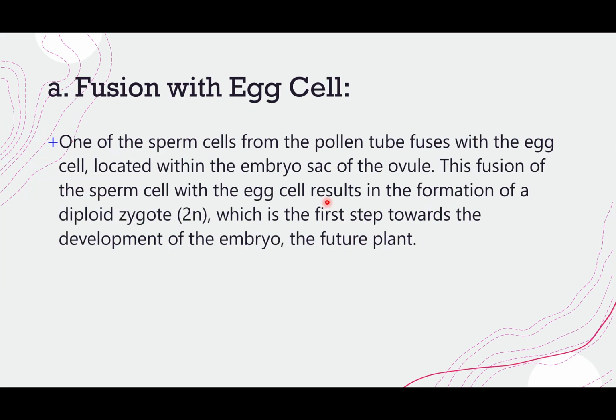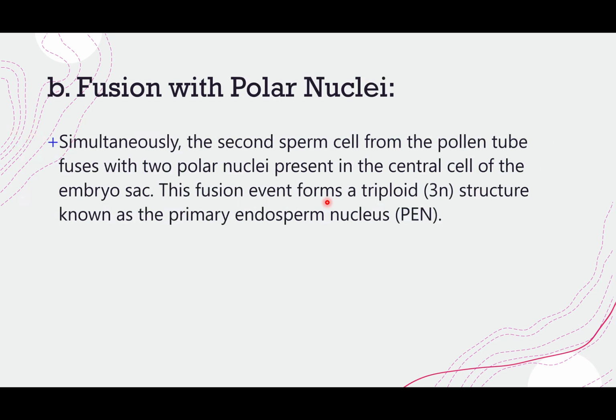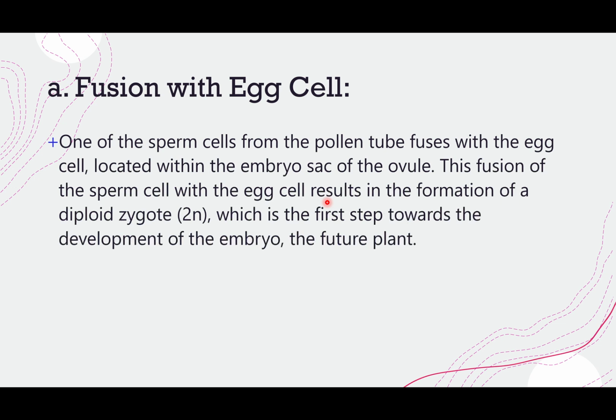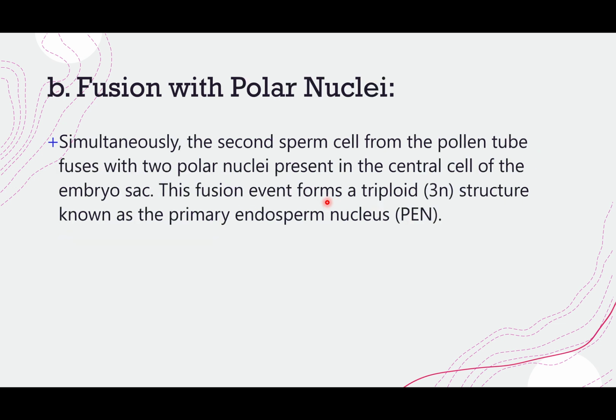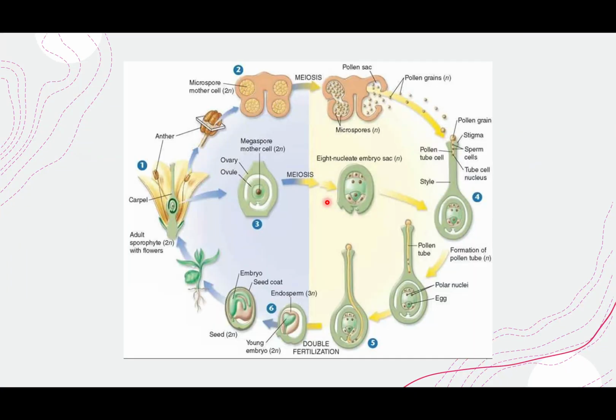Alright? So, first thing, fusion with the egg cell. Second thing, fusion with polar nuclei. When we have the first fusion with the egg cell, we create our zygote, which is diploid. When we have our second fusion with the polar nuclei, we create our triploid cell, which would produce our endosperm nucleus. And that cell will now develop into our endosperm. Okay, so this is what's happening now.